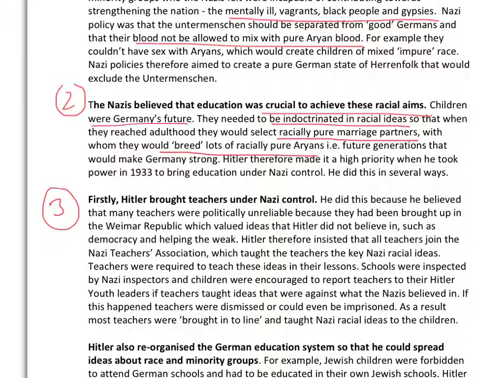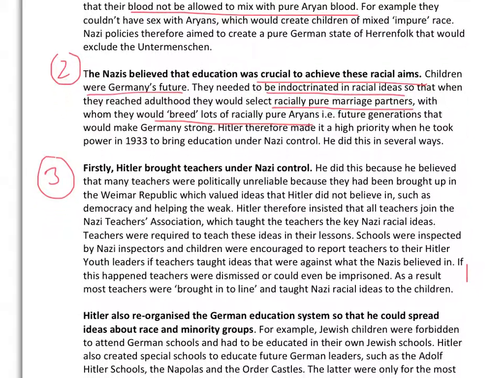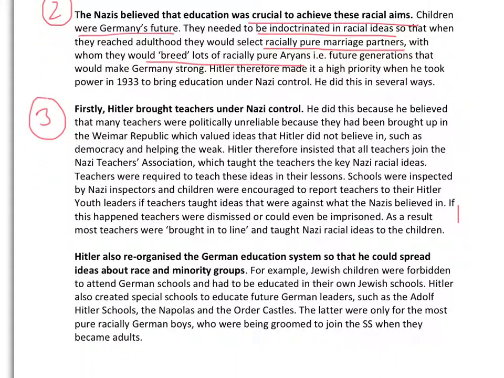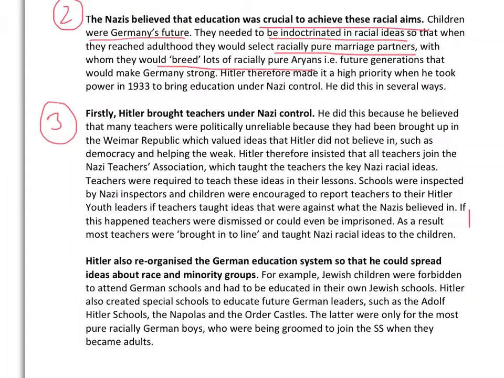So this paragraph, paragraph 3, is about the organisation of education. It focuses very much on teachers. Okay, so Hitler brought teachers under control, so it talks about the teachers.